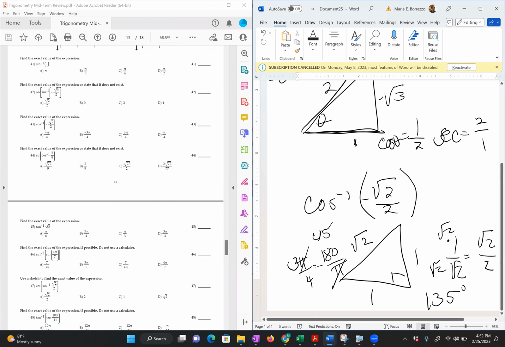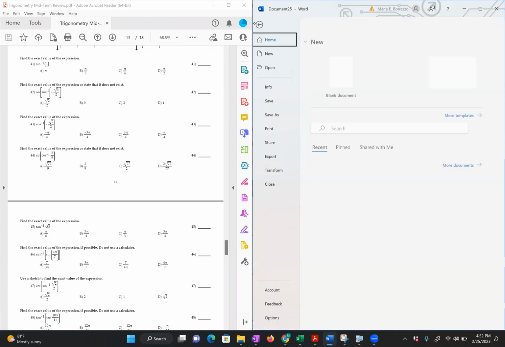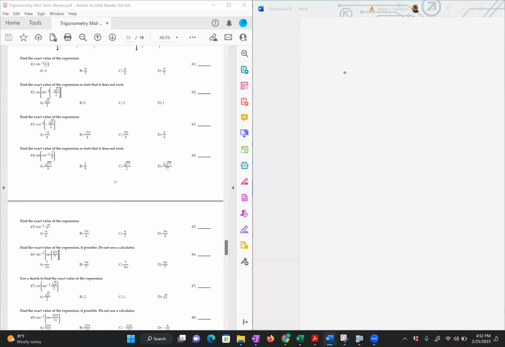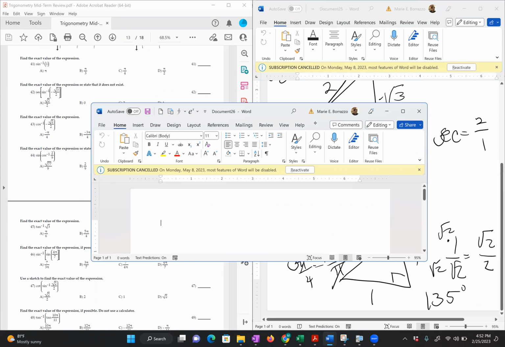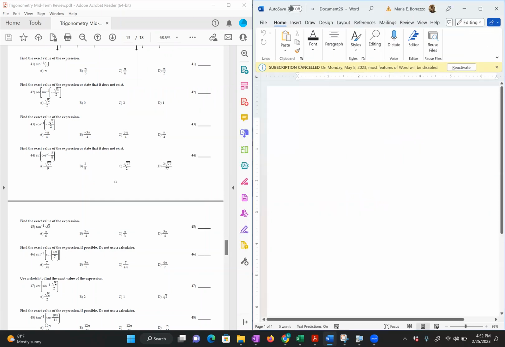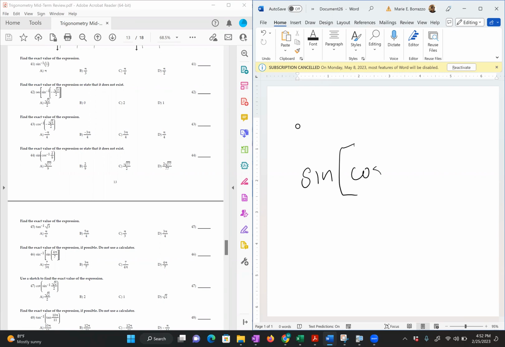Okay, next question. I'm going to get a new paper. Okay, and in this one, I have the sine of cosine inverse of 2 over 9. So let's again draw some random triangle just enough to give us an idea.